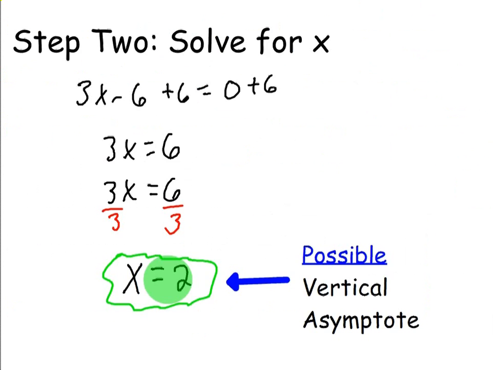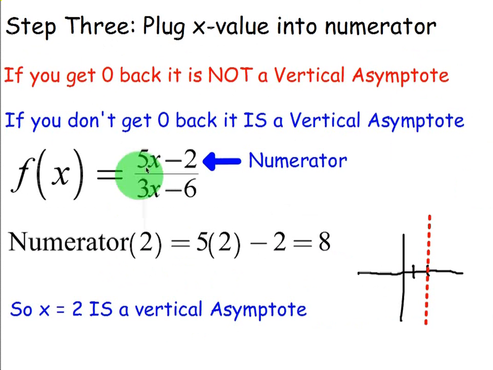So we got x equals 2. We're going to plug that back into the numerator, 5x minus 2. So it's going to be 5 times 2 minus 2 equals 8. So again, to reiterate, since we did not get 0 back, it's going to be a vertical asymptote. Therefore, at x equals 2, there is a vertical asymptote. And if you were to sketch that asymptote, you would go over to x equals 2 and you would draw a dotted line going up and down.